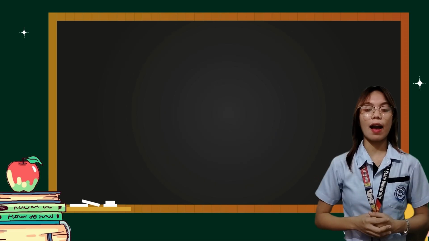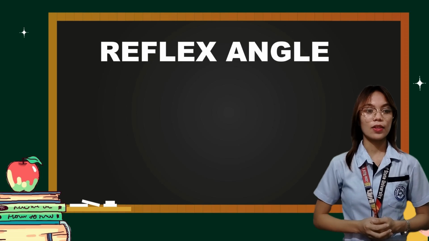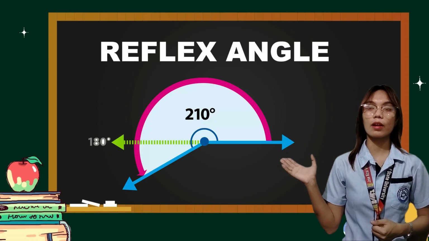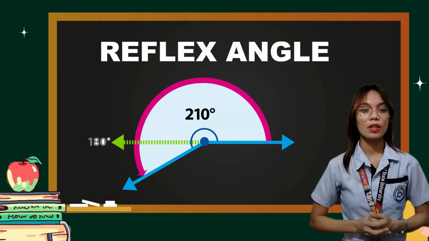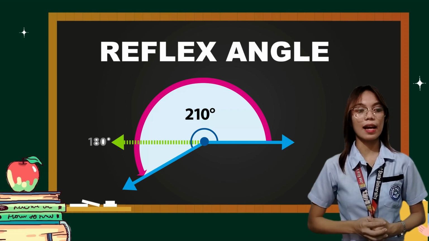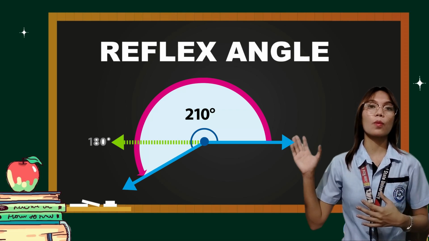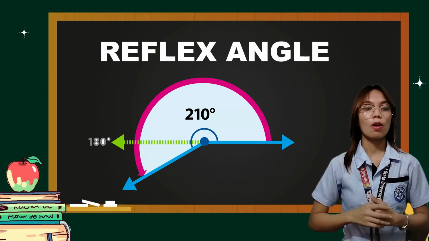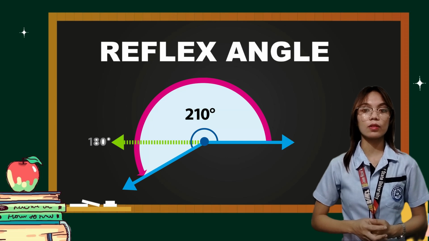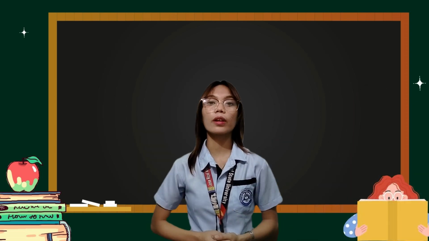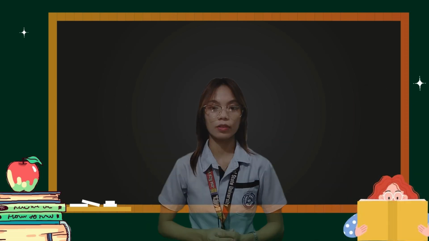The last type of angle is the reflex angle. So here's an example of a reflex angle. A reflex angle is any angle that is larger than a straight angle and goes from 180 degrees all the way to 360 degrees. That's all for kinds of angles.